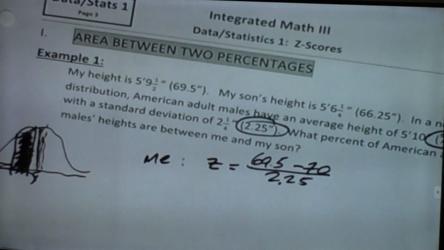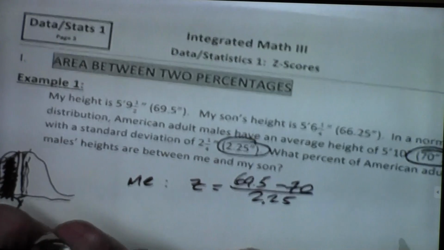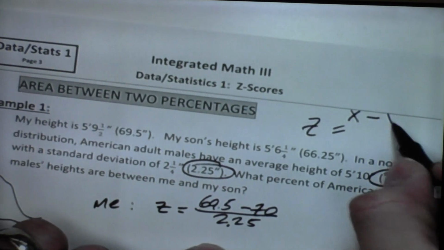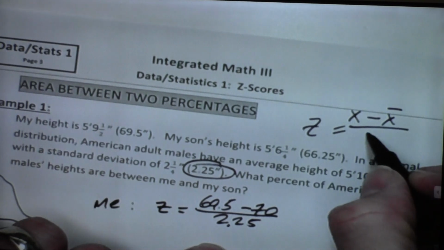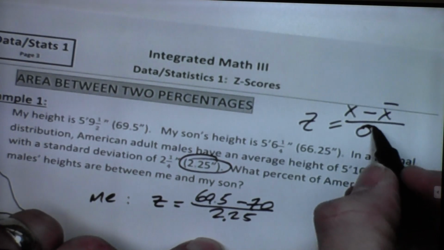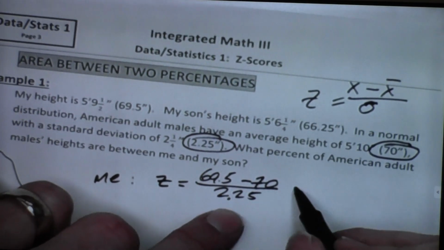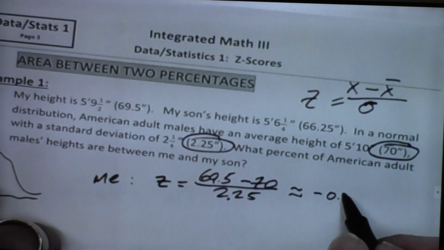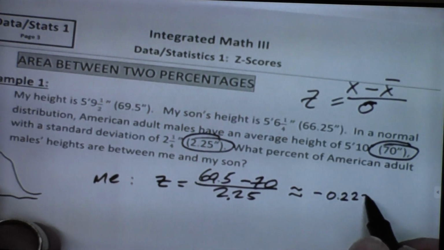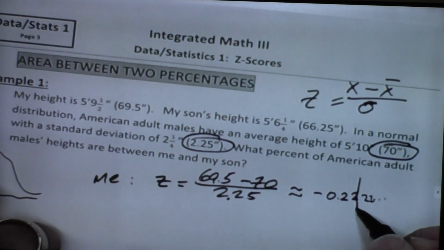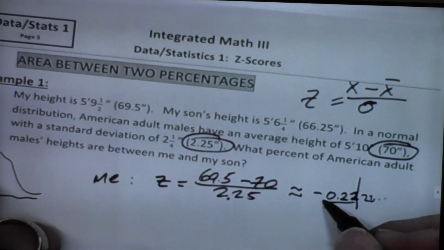Remember that formula: the z-score is x minus the mean, divided by the standard deviation. That is approximately negative 0.222 and so on. Because these twos won't affect that one, it's just going to be this one for my z-score.